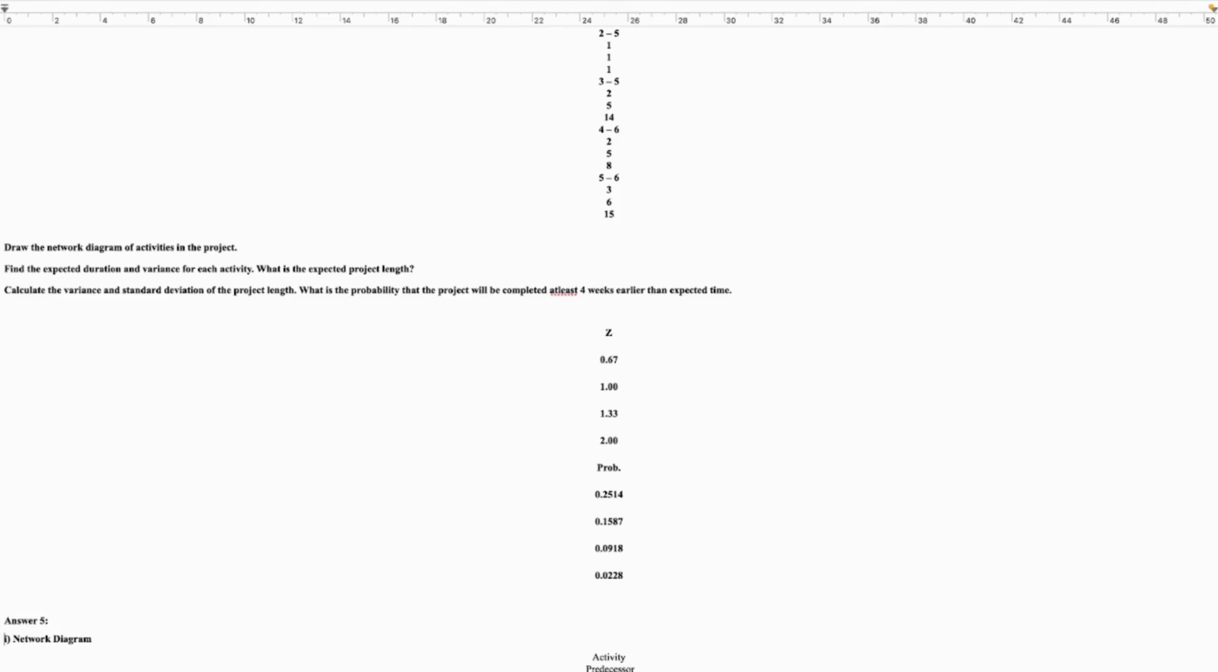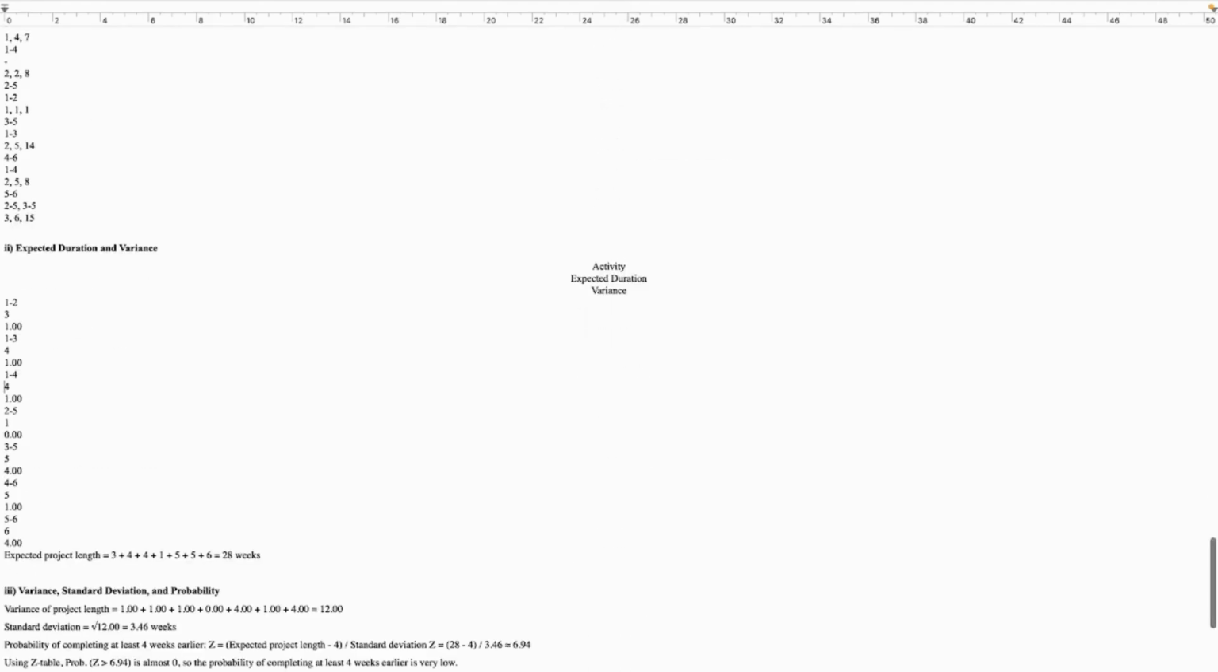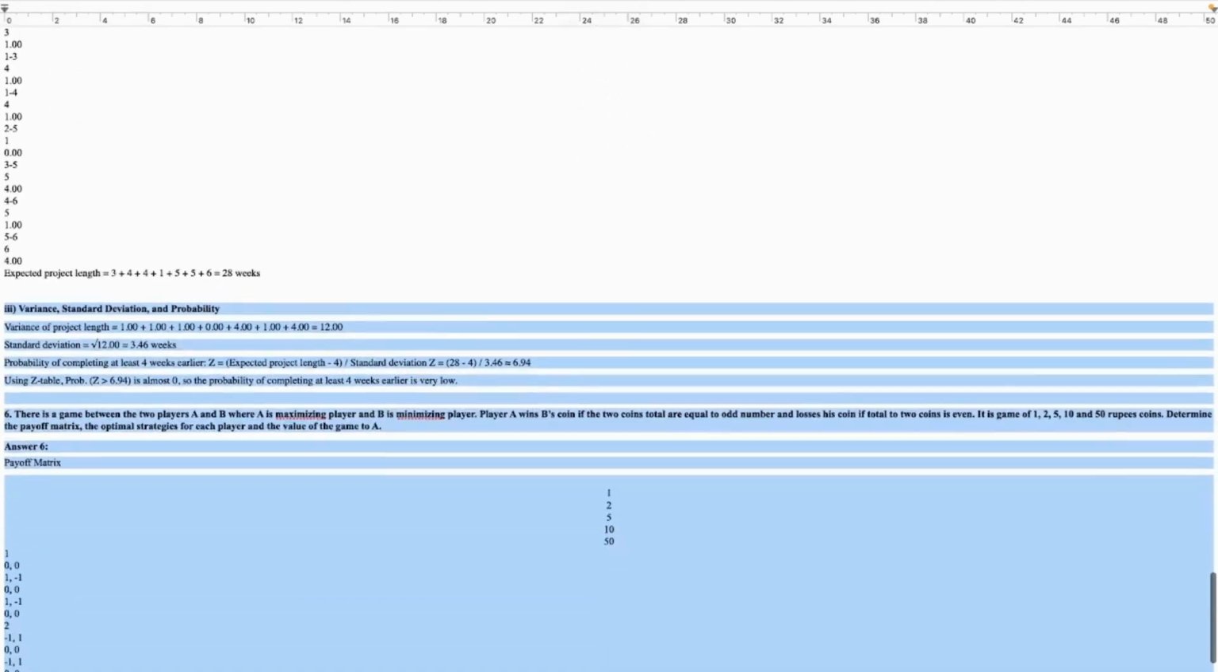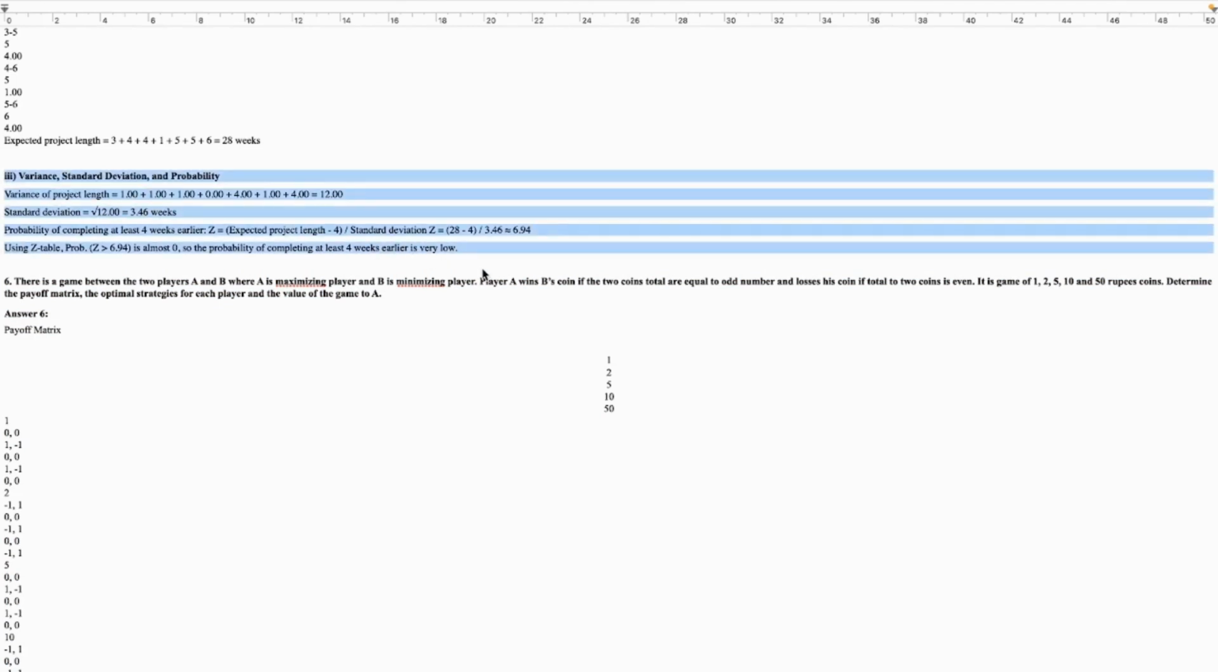Coming up on the data, the answer, expected duration and variance, and then third, variance, standard deviation. You can solve it here.